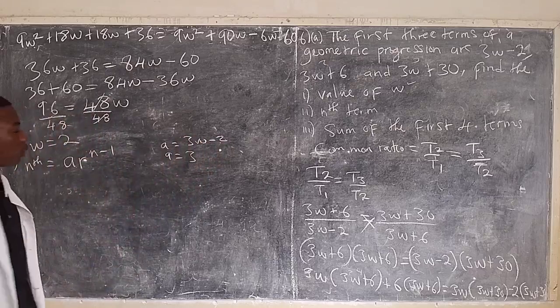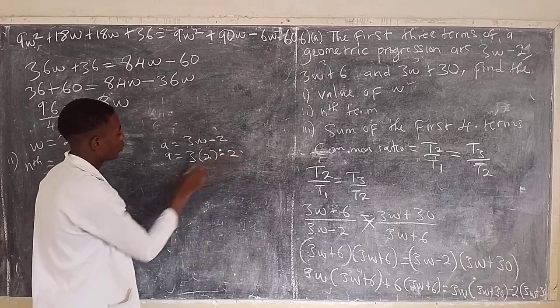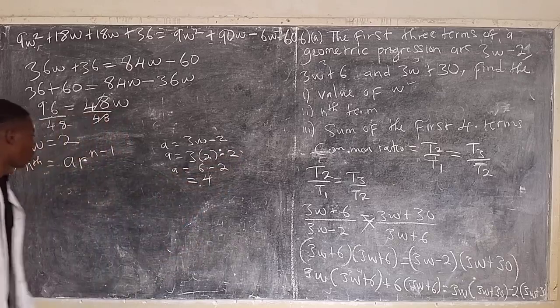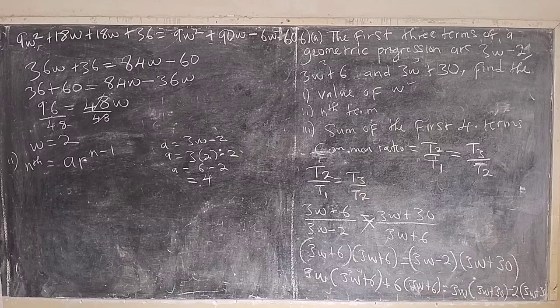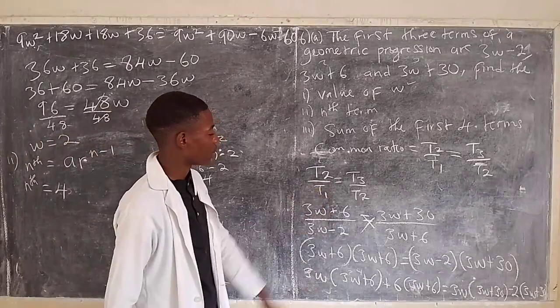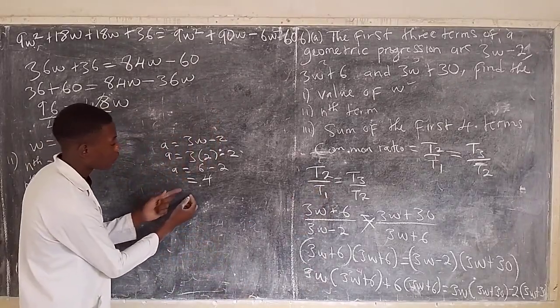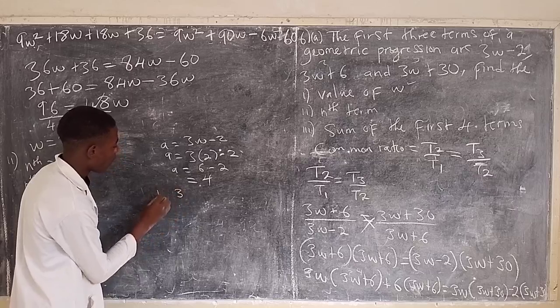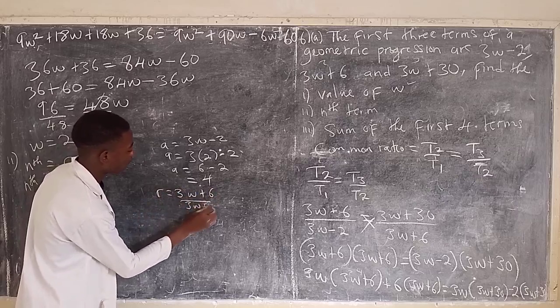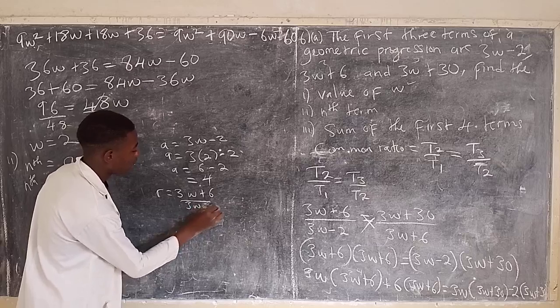Having found w to be 2, we are going to put 2 in. a should be equal to 6 minus 2, which is equal to 4. So our a is equal to 4. So we have our nth term should be equal to our a, which is 4. Then our r, remember, is t2 over t1, so when we divide these two, our r should be equal to (3w plus 6) over (3w minus 2).